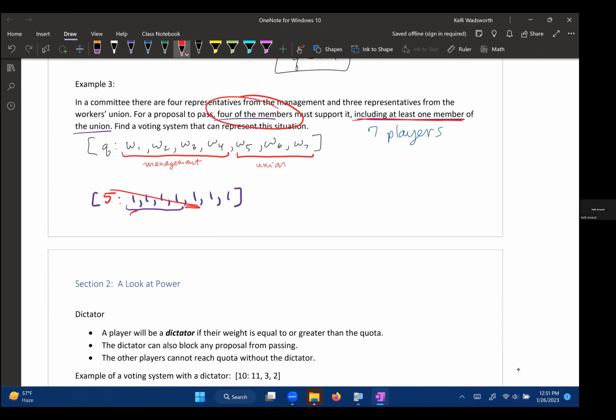Okay, so not that. And if you play around with this a little bit, you will see that any voting system where all the players have the same number of votes will run you into the same problem, right? Even if you give everybody 2 votes or everybody 3 votes, if all the management and the union have the same number of votes each, then you won't be able to make it so that you have to include one of the union members, but only 4 people are required to pass. So that's not going to work.